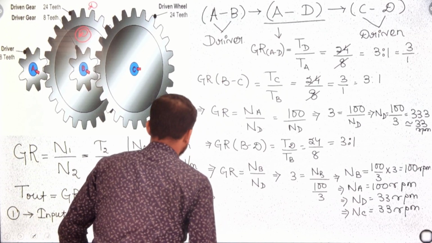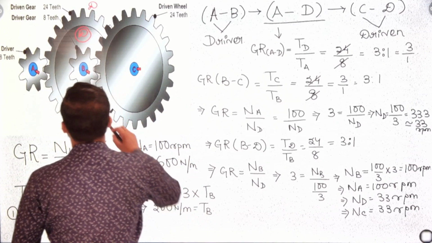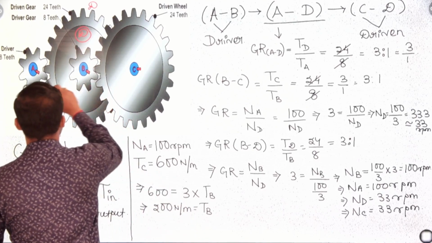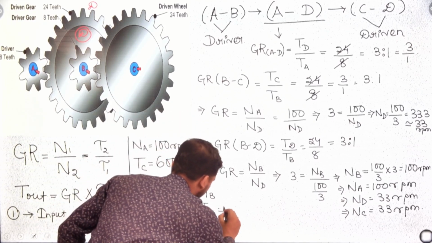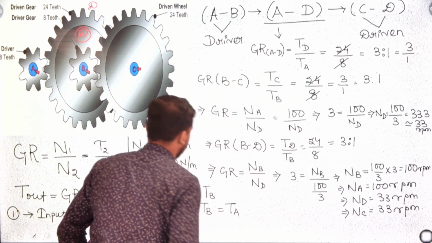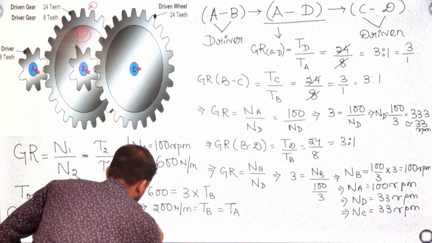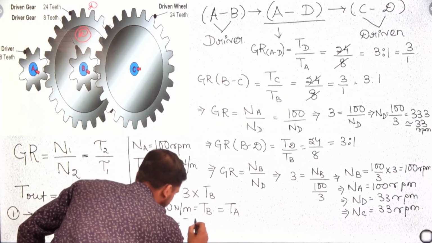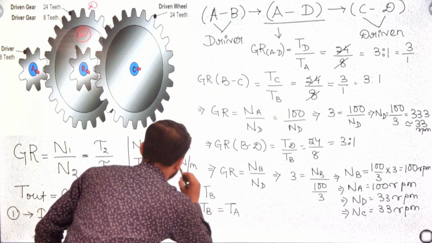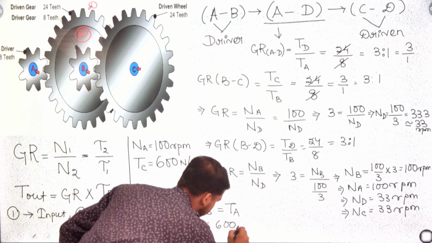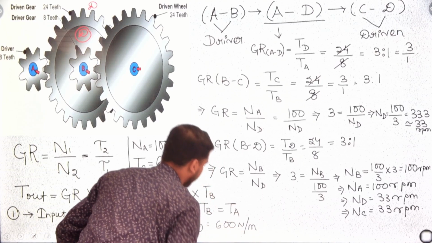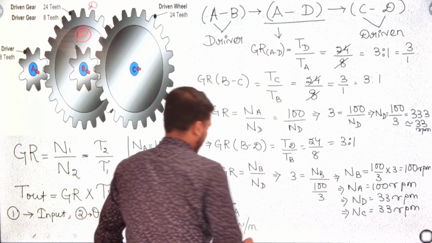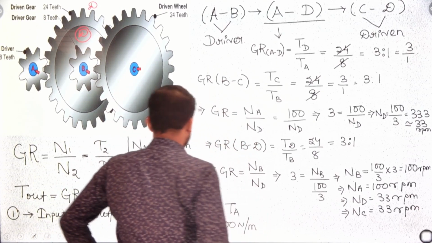Same thing, if you are getting 200 for TB, you are getting 200 for TA also, because the gear ratio is the same. TC will be the same as TD, that is 600 Newton meter, and TA and TB are equal to 200 Newton meter. So here you just look, the same thing will happen.